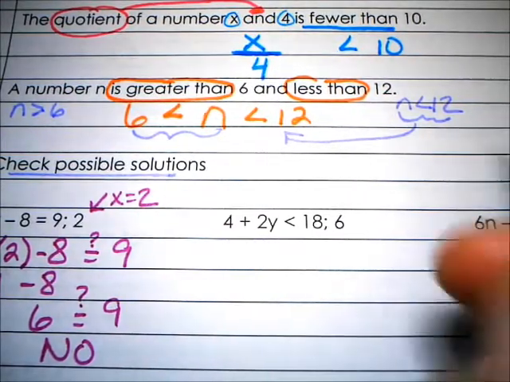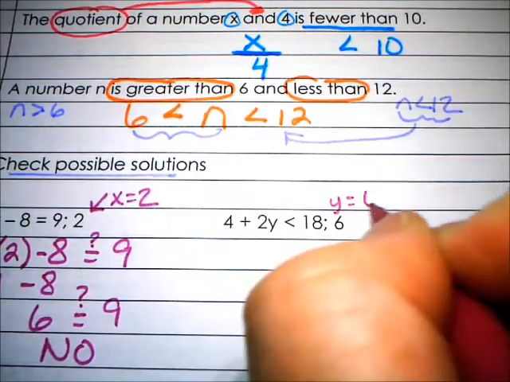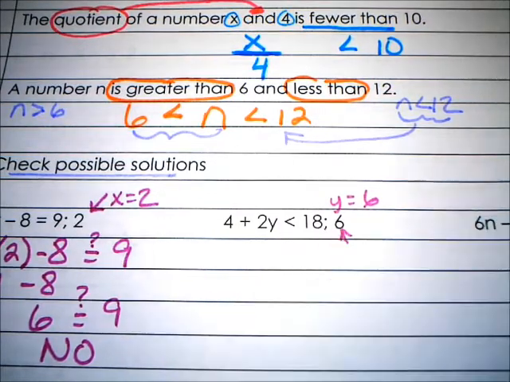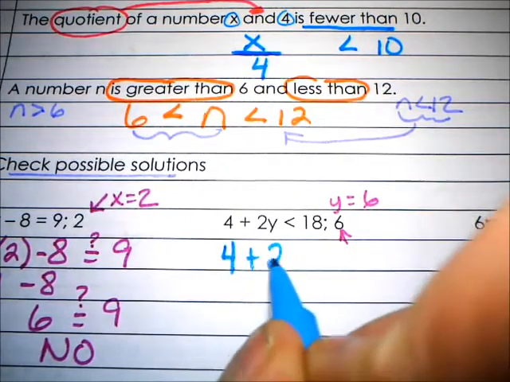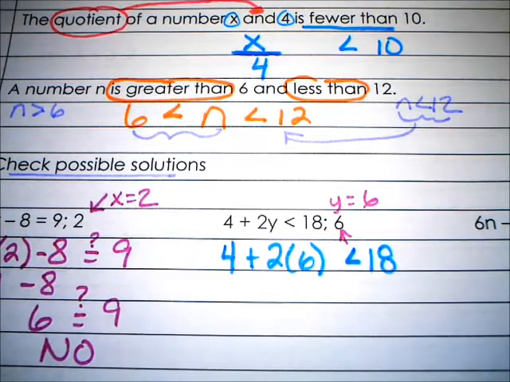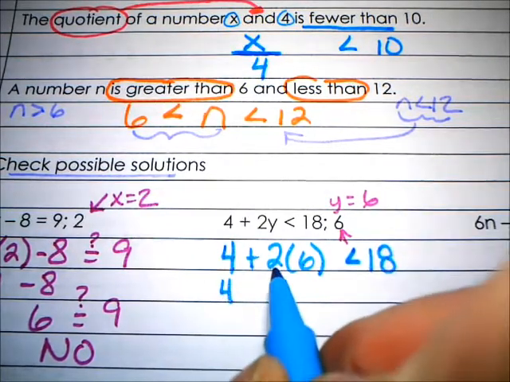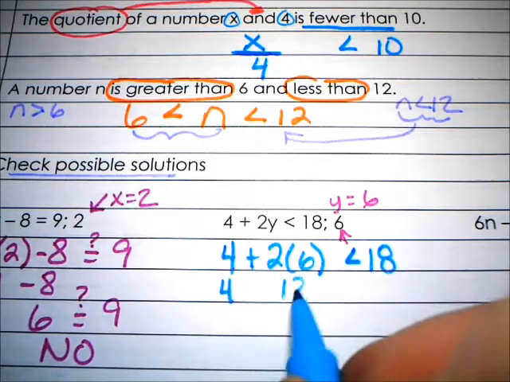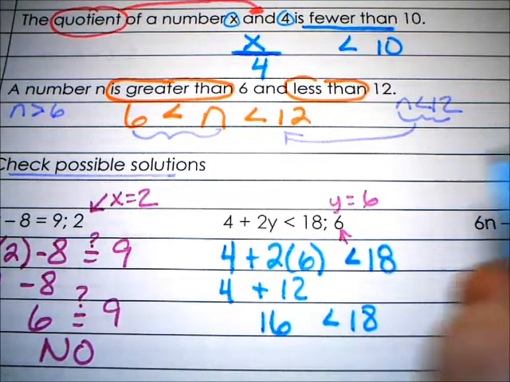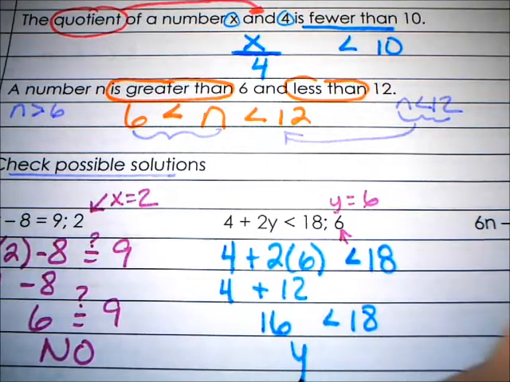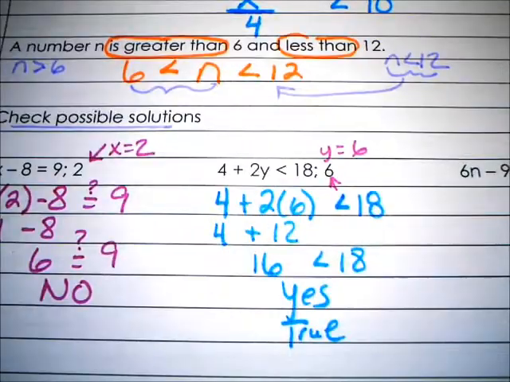If I look at the middle term here, they're telling me that y is equal to 6 by having that right there. It's separated by that semicolon. So if I replace it in my problem, that means I have 4 plus 2 times 6 has got to be less than 18. Well, 2 times 6 is 12, and 4 plus 12 is 16. Is 16 less than 18? Yes, it is. This is a true statement.